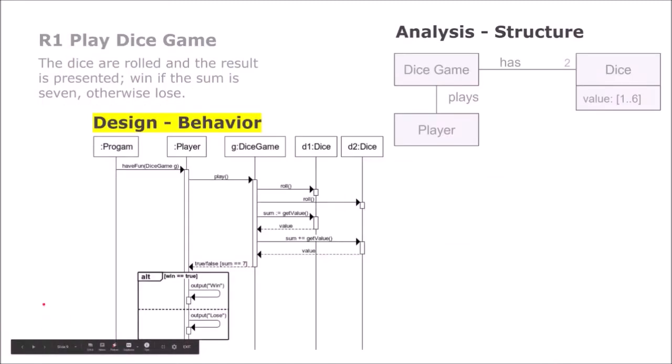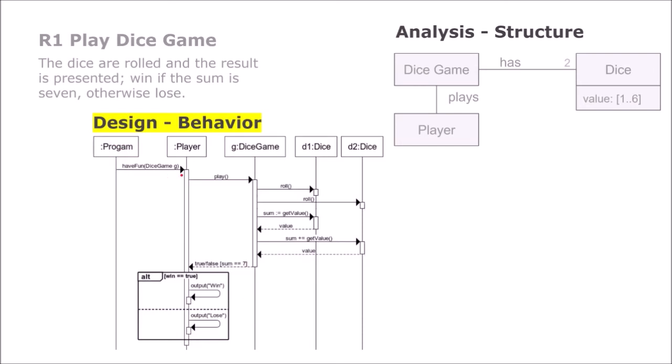We now start designing, and by looking at the requirement and the analysis, the structure, we can find out that we have a number of objects here. We have a player object, we have the dice game object, and we have 2 dice objects, D1 and D2. For the sake of the diagramming, we also have the program object that actually starts stuff. So when you run the program, the first thing that is happening is that the program object is created, and then we can start the actual behavior of the system, of the game.